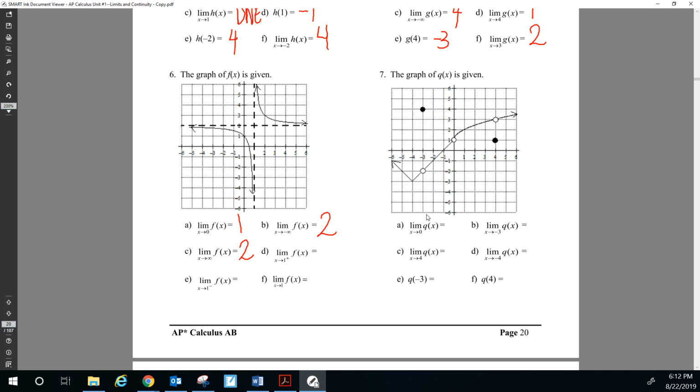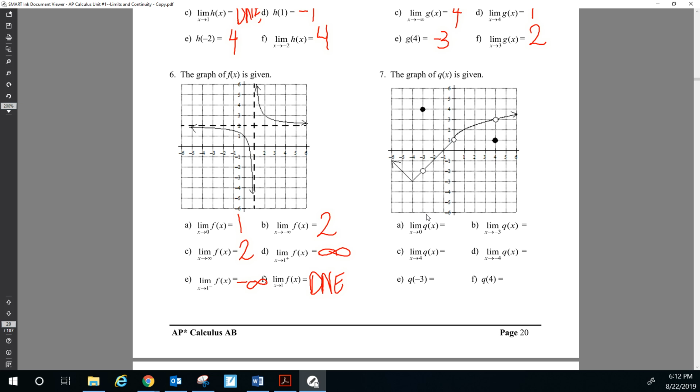As we approach 1 from the right-hand side, it's going up to positive infinity. From the left-hand side, we're going down to negative infinity, which means, does my overall limit exist at 1? No. Positive infinity does not equal negative infinity. Limit does not exist. 7.